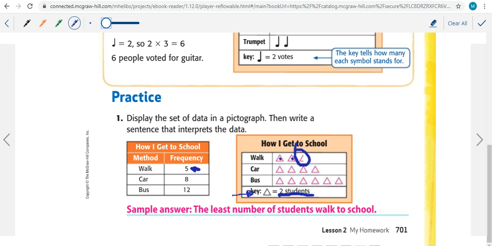How about car? Each triangle represents 2 students, so we have to draw 4 triangles. A bus, to represent 12 people, we need to draw 6 of them. And the sentence that interprets this data: the least number of students walk to school, okay? Why? Because walking has only 5, okay? Next page.